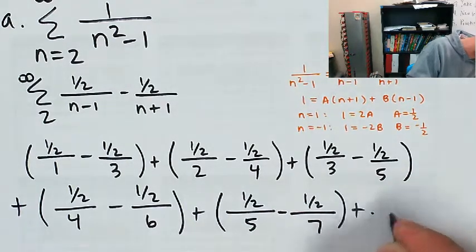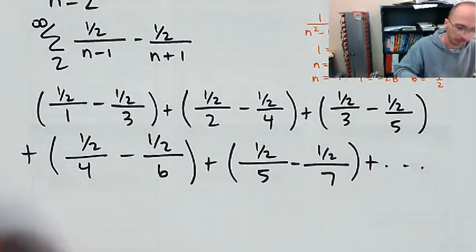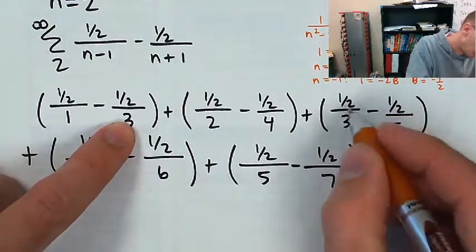Numerator still half. And I think I'm going to put the dot, dot, dot there. Okay, now I'm ready to go. I'm ready to start killing stuff off. So I've got, here's the first overlap.